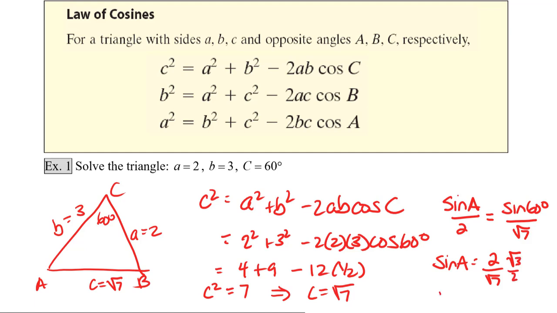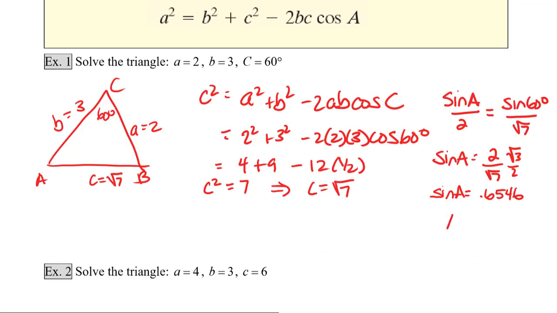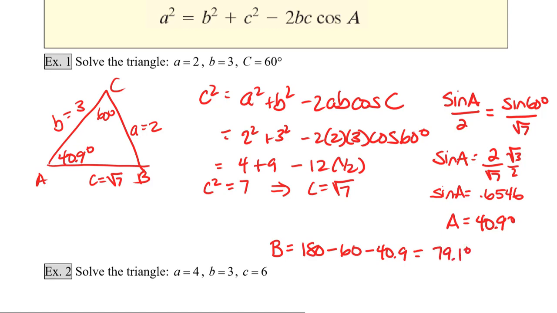If I put this into my calculator, I get the sine of A is equal to 0.6546. And if I calculate the inverse sine, I get that angle A is equal to 40.9 degrees. And then finally, I can find angle B by taking 180 minus angle C 60 minus angle A 40.9, and I get that angle B is equal to 79.1 degrees.